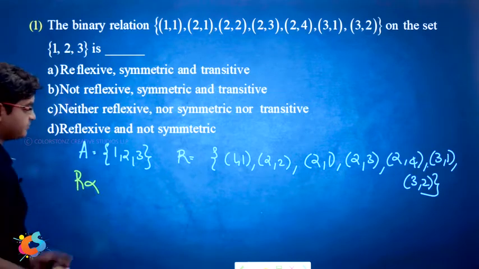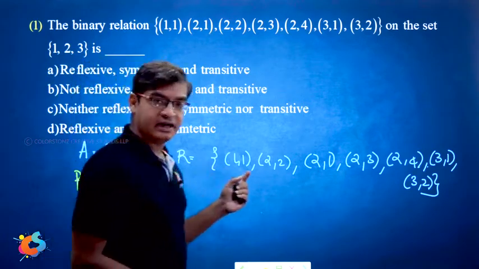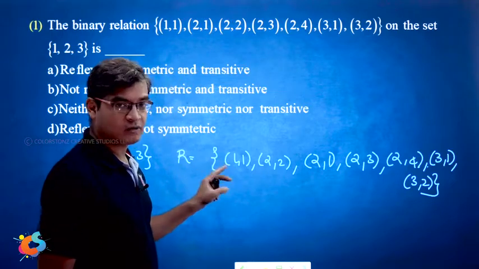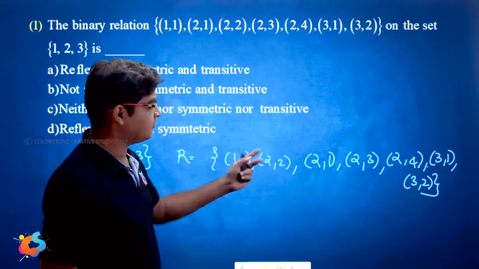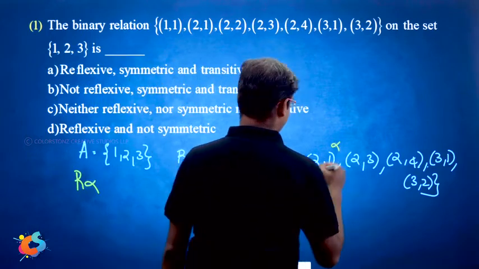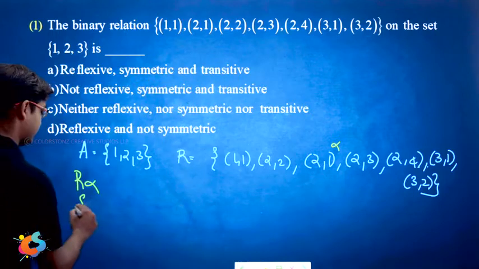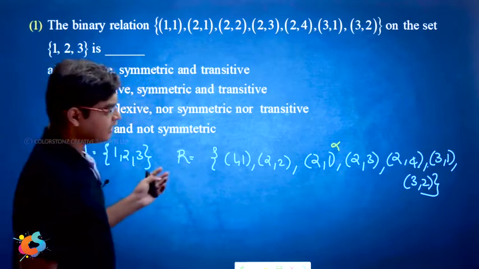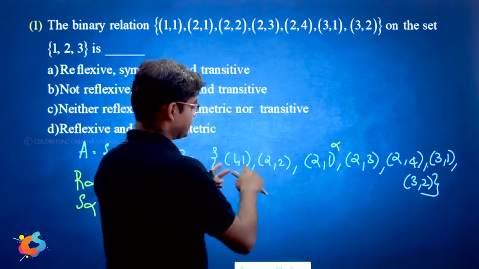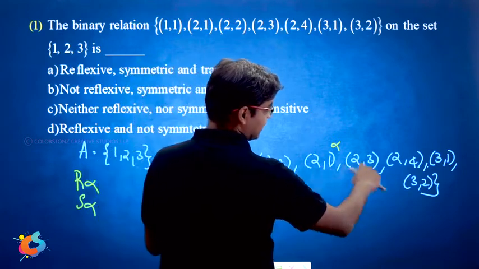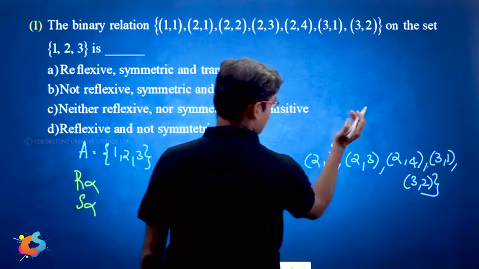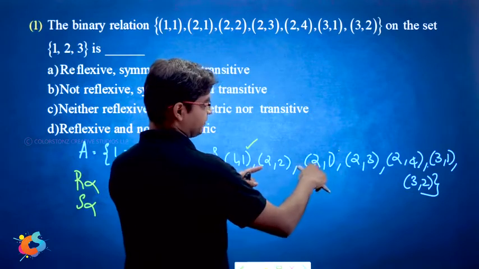And next, is it symmetric? Let us go ordered pair by ordered pair. (1,1) is there, flip (1,1) is also there. (2,2) is there, flip (2,2) is also there. (2,1) is there, (1,2) is not there. So therefore it is not symmetric. Is it transitive? Yes, let us check. (1,1) is there, and any other ordered pair starting with 1? No. So checking is not needed on this. Next, (2,2) is there. Any other ordered pair starting with 2? Yes.